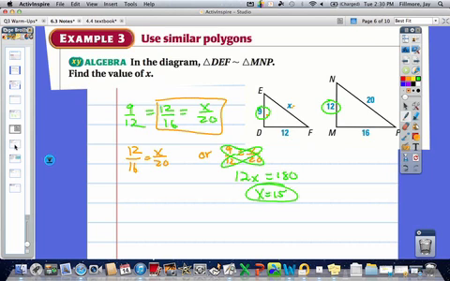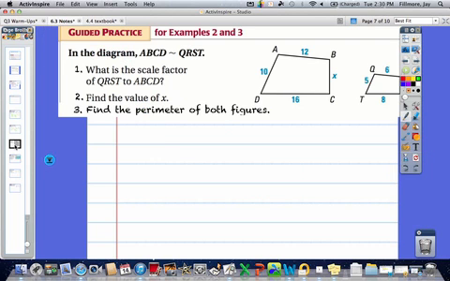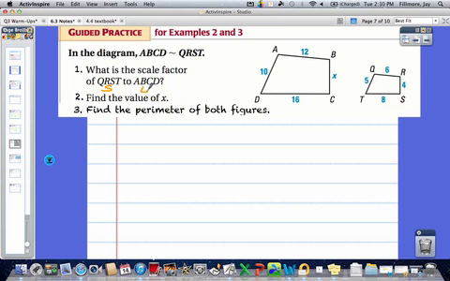Let's try another one. In this diagram, we are given the fact these two quadrilaterals are similar. Let's find the scale factor. Well, to find a scale factor, we know that all of the sides will reduce to the same fraction. That's our scale factor. So let's just pick one pair of sides and find the scale factor. So we're comparing QRST, which is our smaller figure, to ABCD, which is our larger one. So in QRST, let's say I'll choose 6, and that corresponds to 12. So 6 over 12. That reduces to 1/2, which is our scale factor.